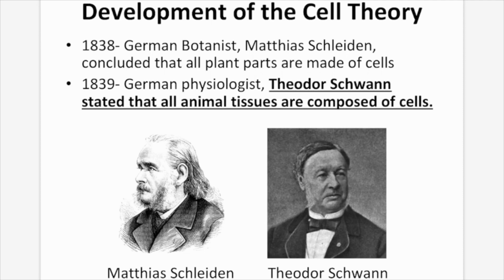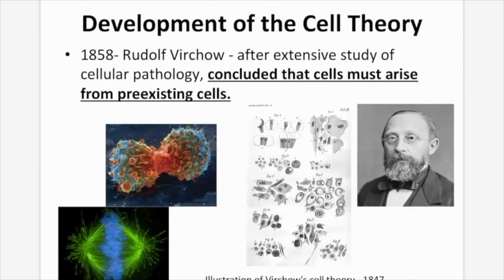So in 1838, German botanist Matthias Schleiden concluded that all plant parts are made of cells. Now, we already established that plants had cells in them, but Schleiden in 1838 discovered that all plant parts had these cells. And then one year later, Theodor Schwann stated that all animal tissues are composed of cells. So similarly, we already knew that animals had cells in them, but now we're going further and saying that all animal tissues are composed of cells. Development of the cell theory.